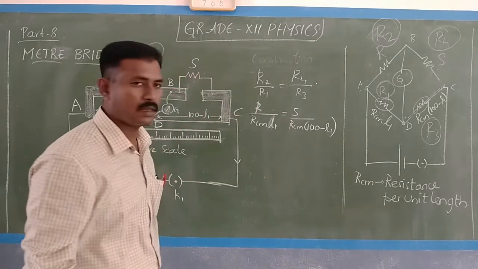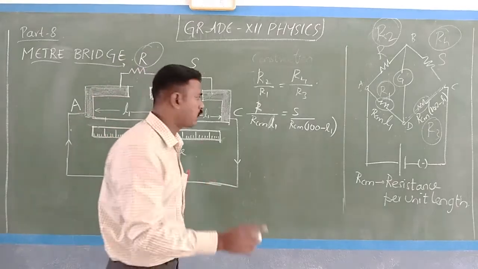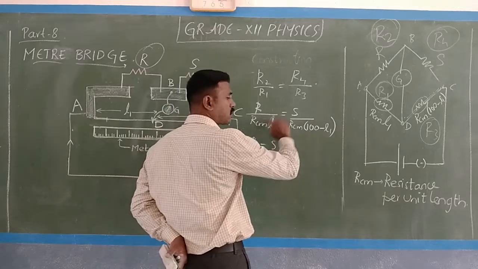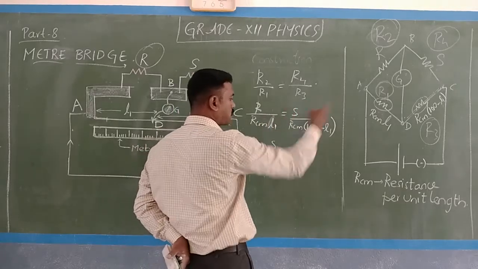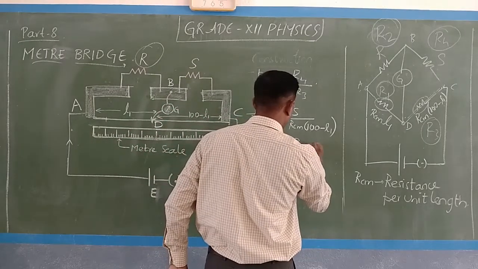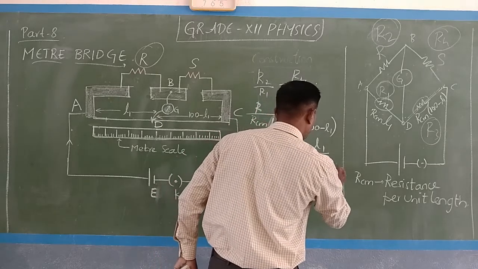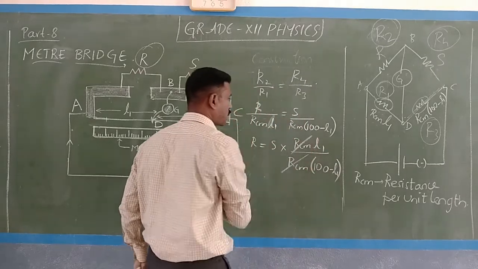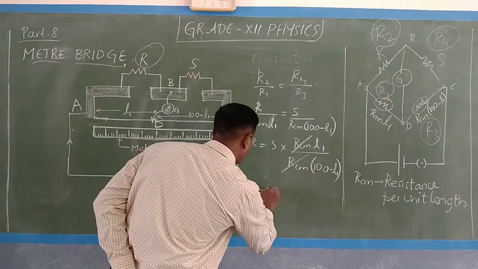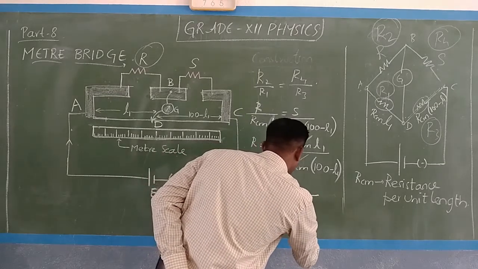Okay, clear? So now I want to find the value of R. So R equals S into, I will bring this cross multiplier RCM L1 to the right hand side, so that will go to the numerator part. So S into RCM L1 by RCM into 100 minus L1. So this and this will get cancelled. So finally what we get is R equal to S into L1 by 100 minus L1.